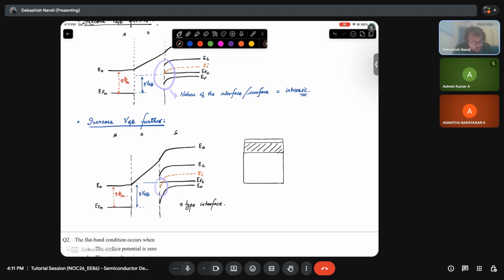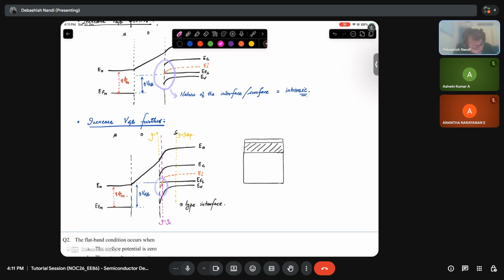So earlier, let me just do the dimensions. So this is y equal to 0. This is y equal to y depletion, and this point at which my EC is crossing, EF is crossing EI, let's say this is y equal to YC.